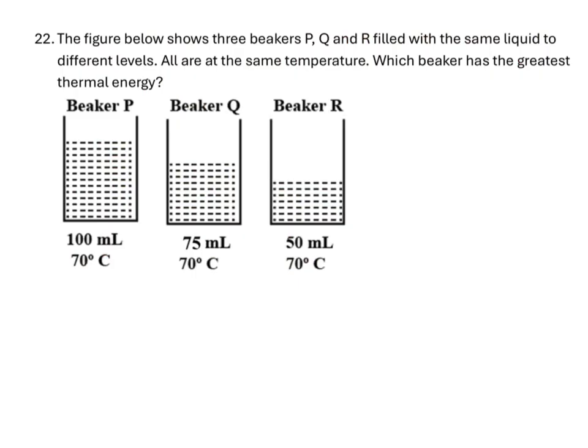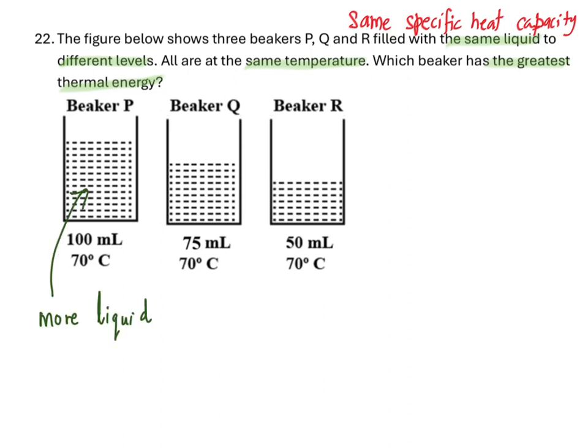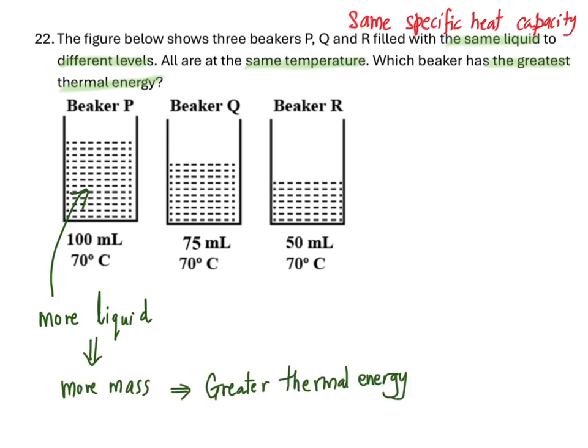Next problem. The figure shows 3 beakers P, Q and R filled with the same liquid. That means they will have the same specific heat capacity because it's the same liquid, but they are at different levels. All are at the same temperature, so their temperature is the same, they are the same liquids, but the only difference is the amount of liquid. So which beaker has the greatest thermal energy? We know that thermal energy depends on the mass. More the mass, more the thermal energy. So beaker P has more liquid, that means it has more mass, so it will have greater thermal energy.